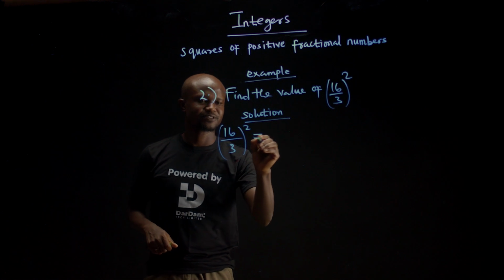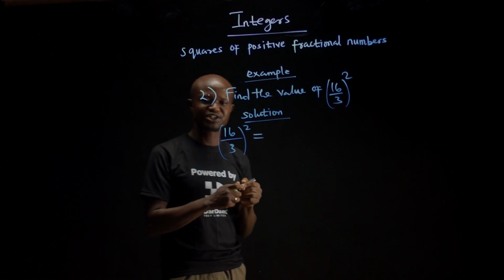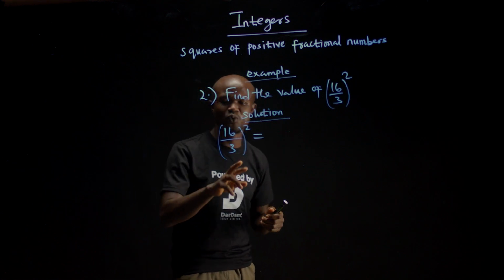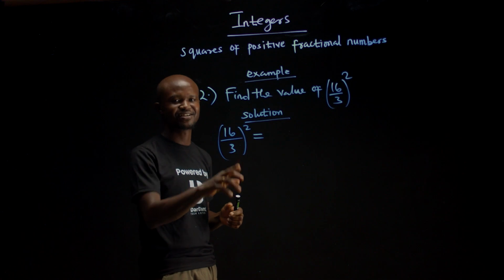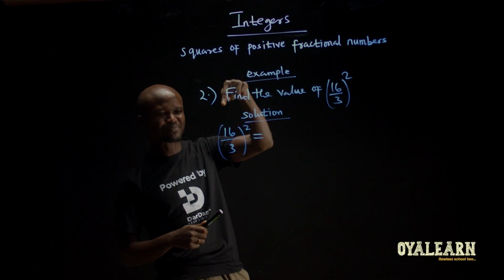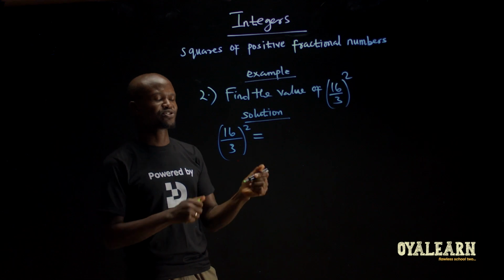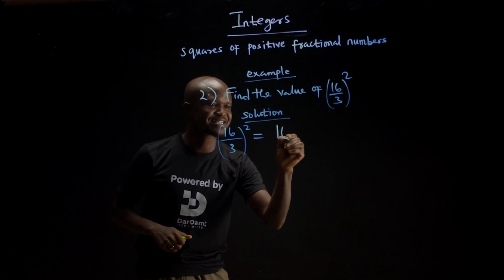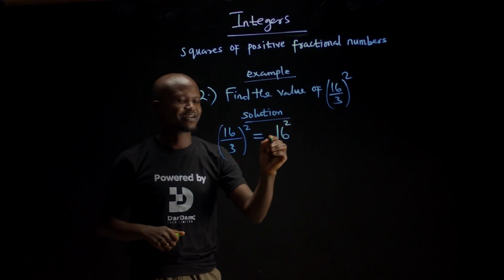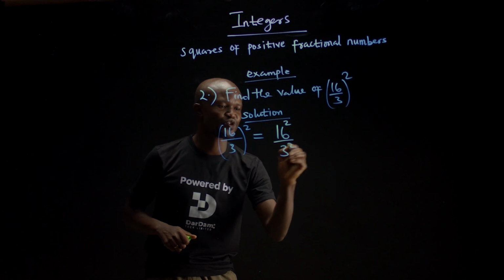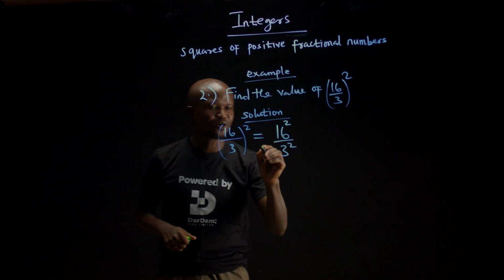Now, we have the numerator to be what? 16. And the denominator is 3. So in this case, the square will affect both the numerator and the denominator. So we have 16 square divided by 3 square. Now, what does this mean?